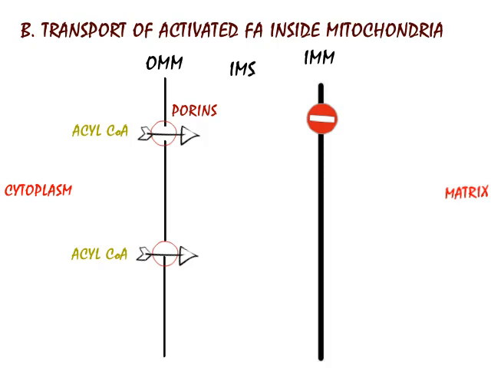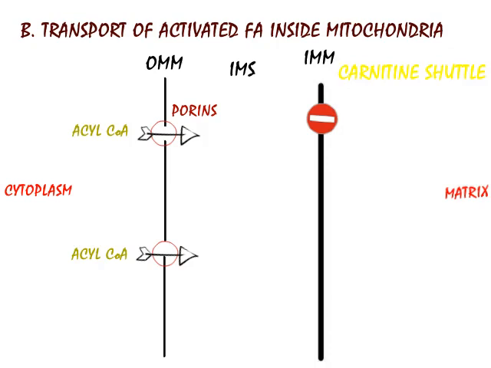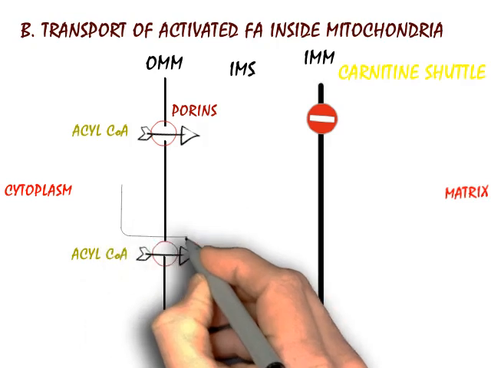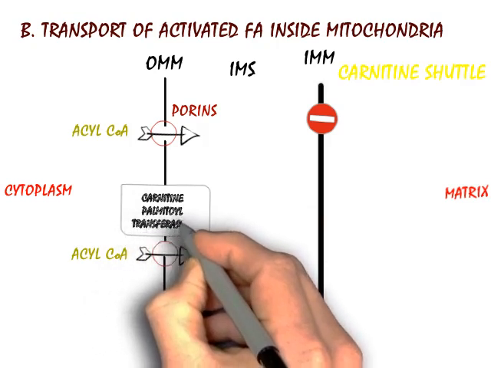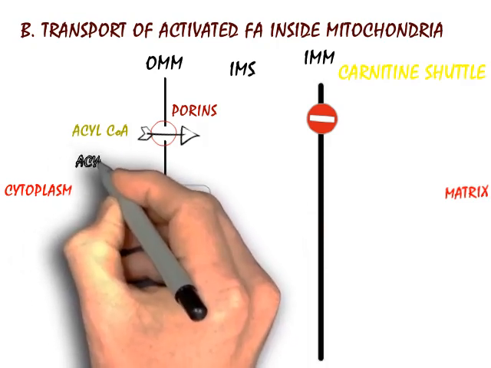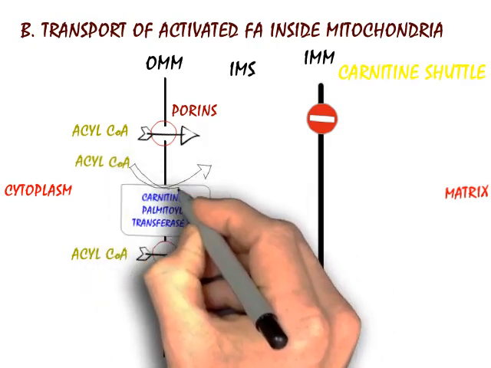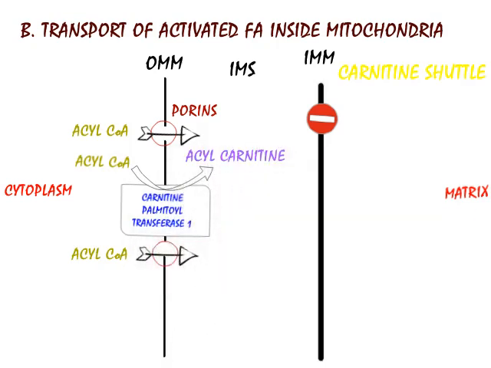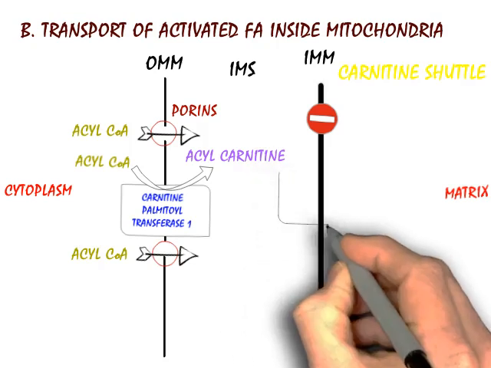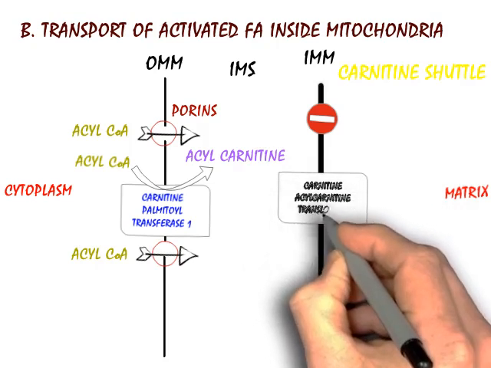So for this we need a very special mechanism known as the carnitine shuttle mechanism. The carnitine shuttle mechanism contains various enzymes. The very first enzyme is present in the outer mitochondrial membrane, that is carnitine palmitoyl transferase 1. This carnitine palmitoyl transferase 1 attaches one molecule of carnitine to acyl-CoA and transfers it to the intermembrane space, forming acyl-carnitine. Now this acyl-carnitine needs to be transported into the matrix by the help of an enzyme, acyl-carnitine translocase.